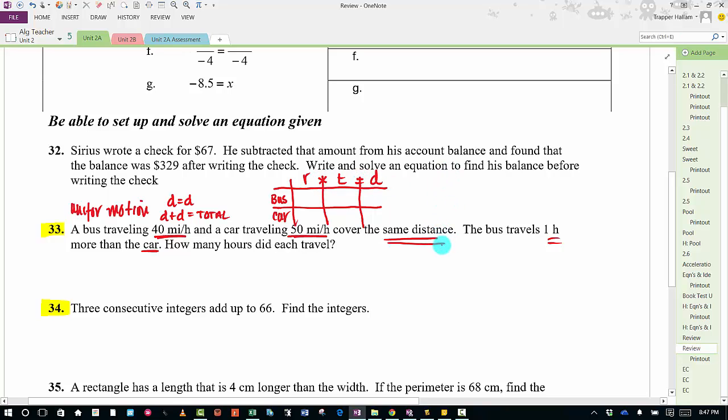And in this case, we're going to use this idea of same distance, which means that the distance of the car is going to be equal to the distance of the bus. So we will have a distance equals distance thing. We'll notice that they don't talk about a total distance, so we'll be able to remove that one from our list. So now let's fill in our chart so we can see if we can solve for this. The bus is 40 miles per hour, and the car is 50, so the car is traveling a little quicker. And then we've got to sort out this time variable. Our goal here is to write one variable in terms of another.